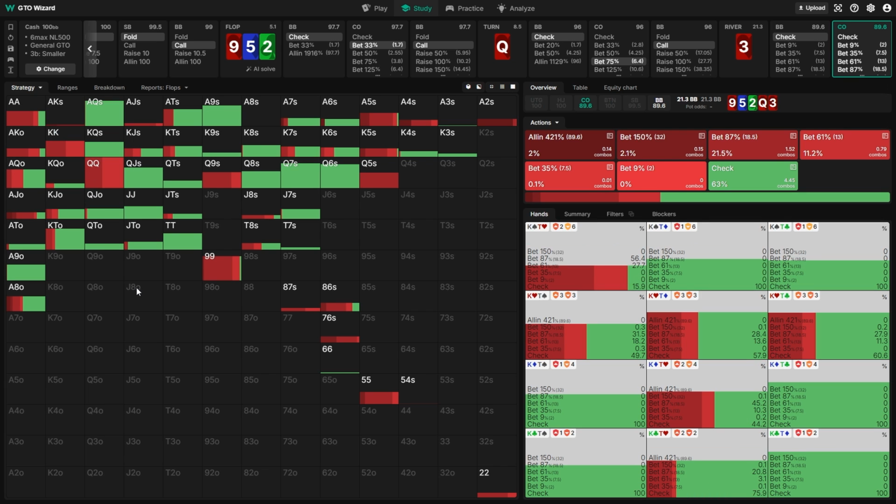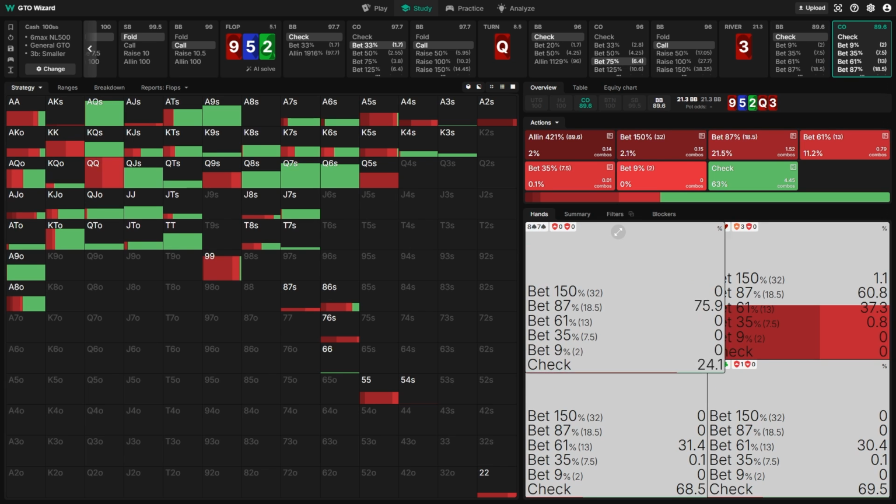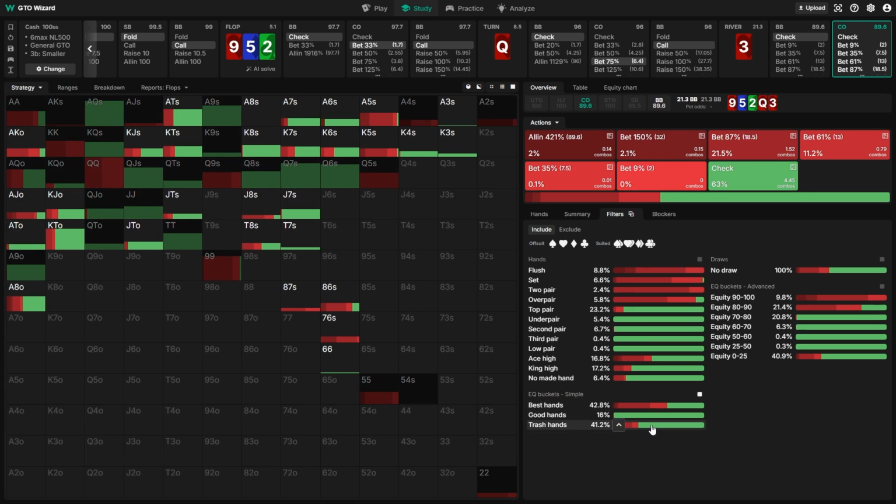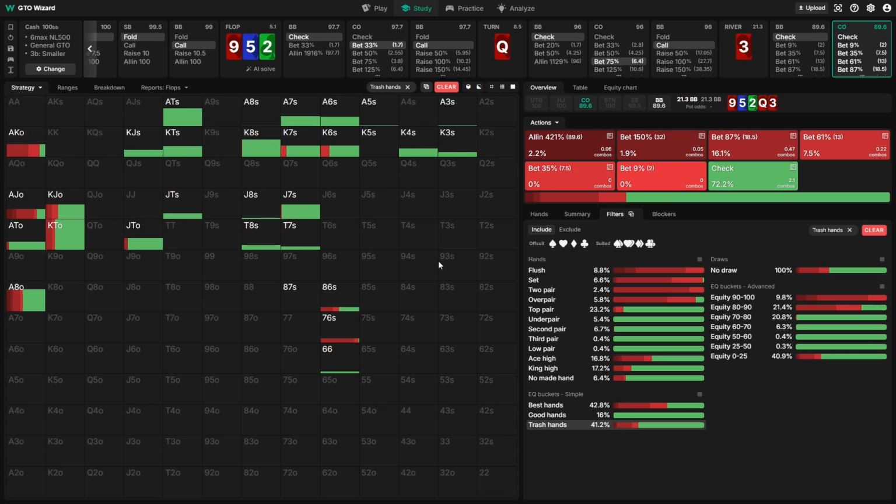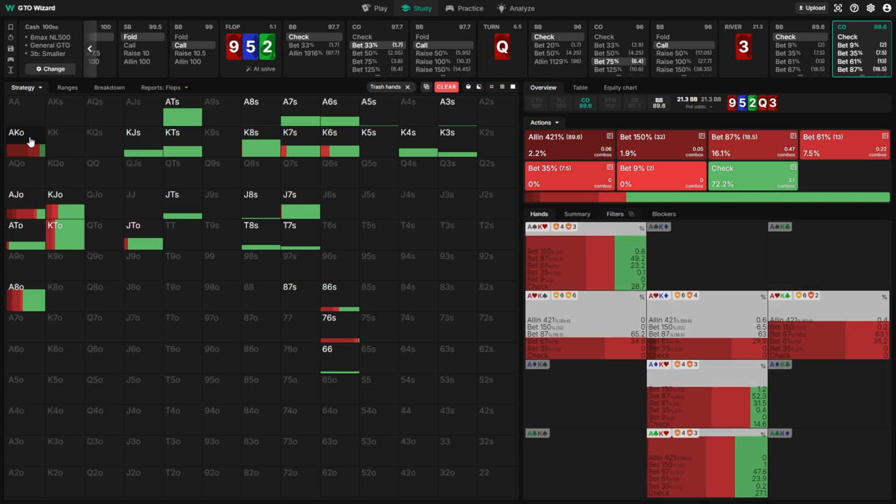And if we look at the construction of the range here in this spot for the in-position player, if we go to filters and we go to trash hands and we take a look at the hands that are bluffing at the highest frequencies, well, take a look at how they're constructed. The ace of hearts or the king of hearts is a high frequency bet here. In fact, these combos actually even have the ability to bet way bigger than you might expect at some frequency.